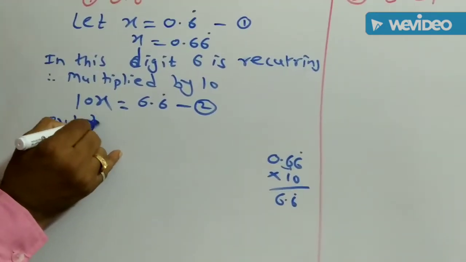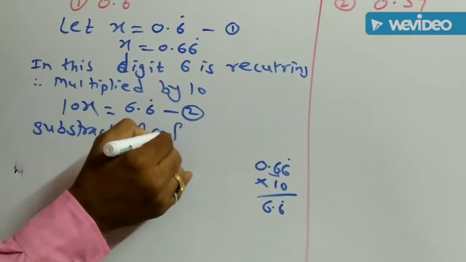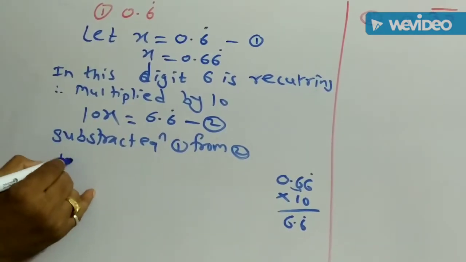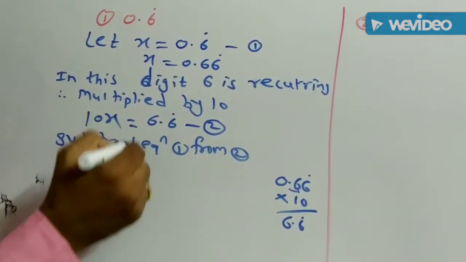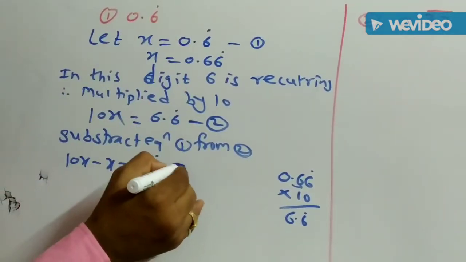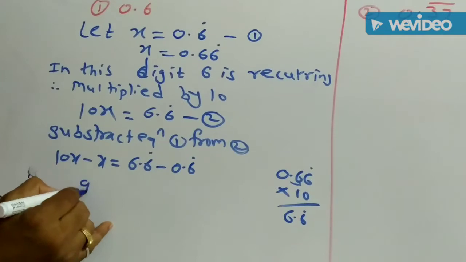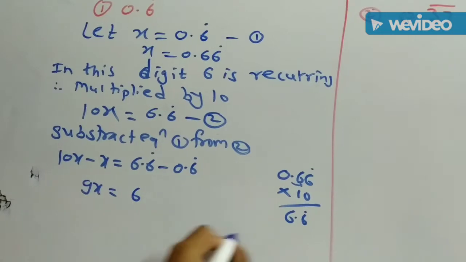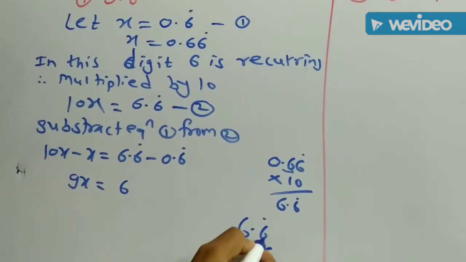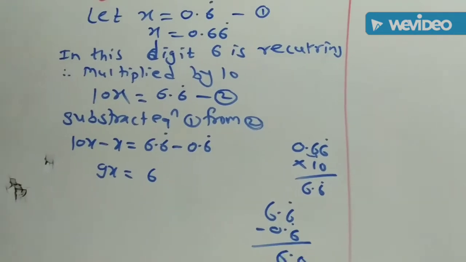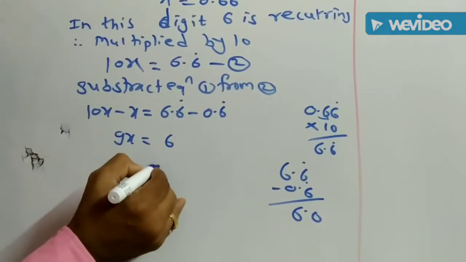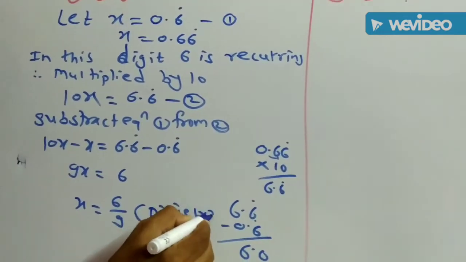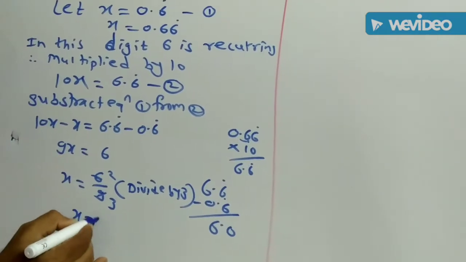Now subtract equation 1 from equation 2. If 1 is subtracted from 2, then we get 10x minus x is equal to 6.6 dot minus 0.6 dot. Now 10x minus x is 9x. 6.6 dot minus 0.6 dot is 6.0, that means 6. Now the multiplication by 9 gets converted to division, and both are multiples of 3, therefore divide by 3. 3 twos are 6, 3 threes are 9.